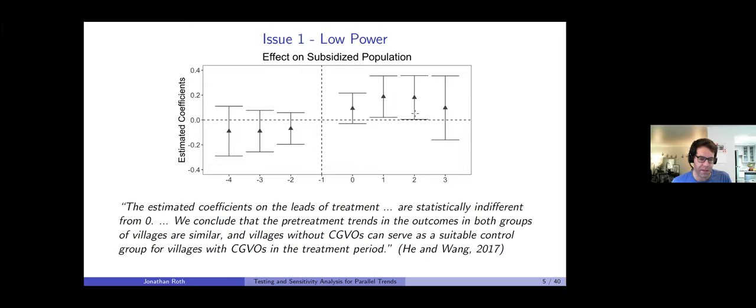To wrap up, in differences-in-differences contexts, we're often worried that the parallel trends assumption may not hold exactly. And tests of pretrends are an intuitive way of gauging the plausibility of the parallel trends assumption. But as I've shown you today, they're not a panacea. They have some limitations in terms of power and distortions from pretesting. And it's also not exactly clear what we do if we fail the pretest.